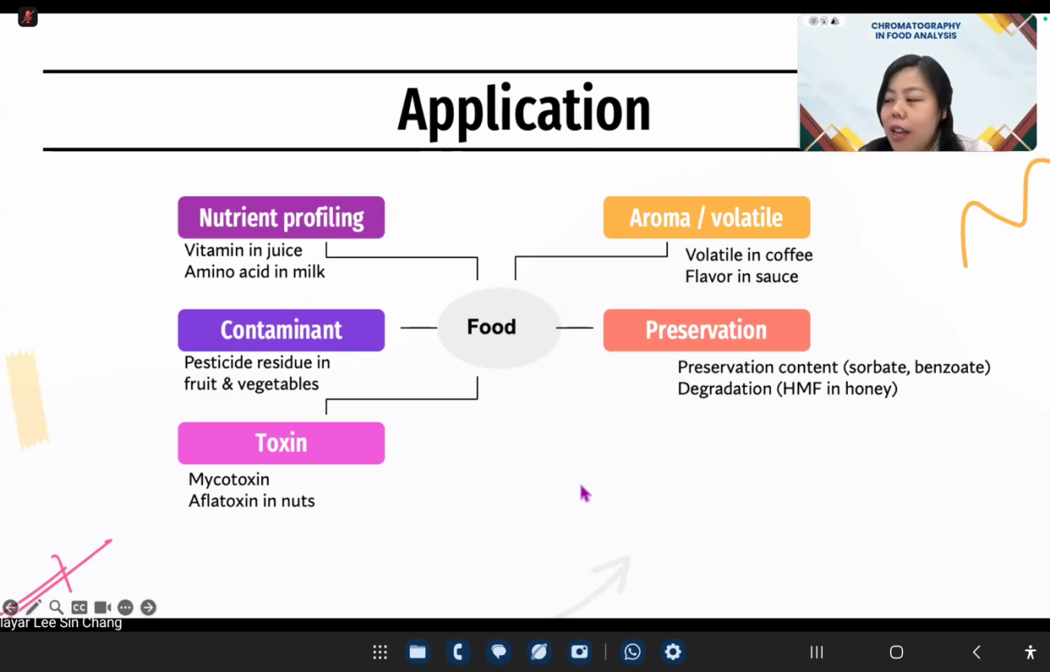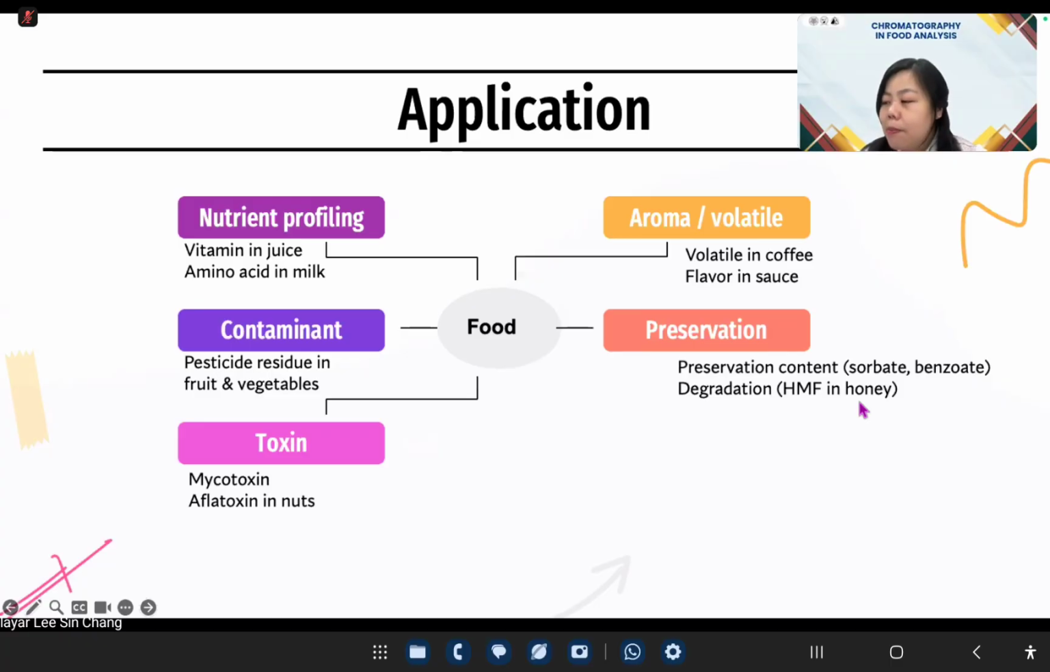All right. We also can detect the degradation rate. Like for example, in honey, how do we know that it's a good honey or bad honey? You can run the chromatography method to detect HMF. HMF is something we don't want in the honey. So if you detect HMF in the honey, it means your honey is already degraded. It might be degraded over time or due to storage or everything.